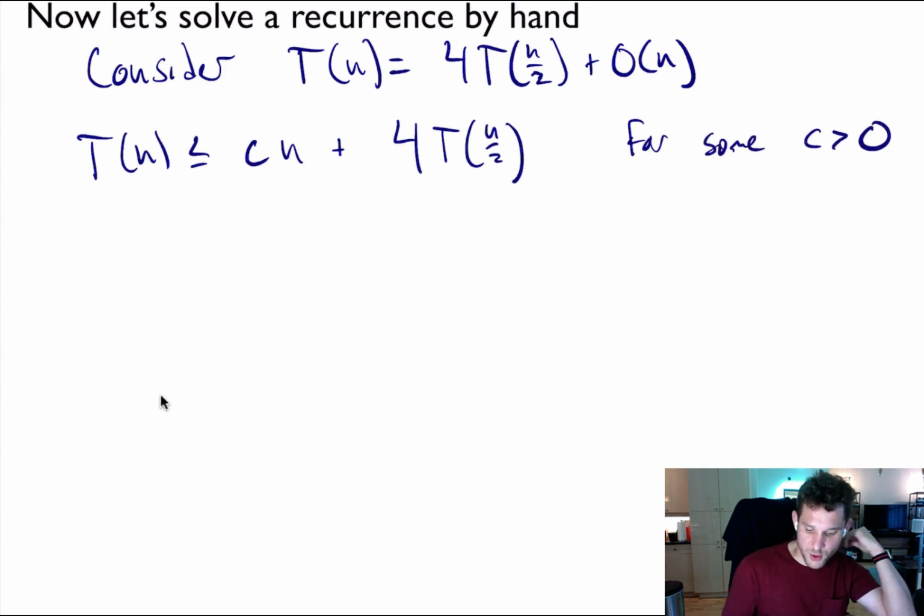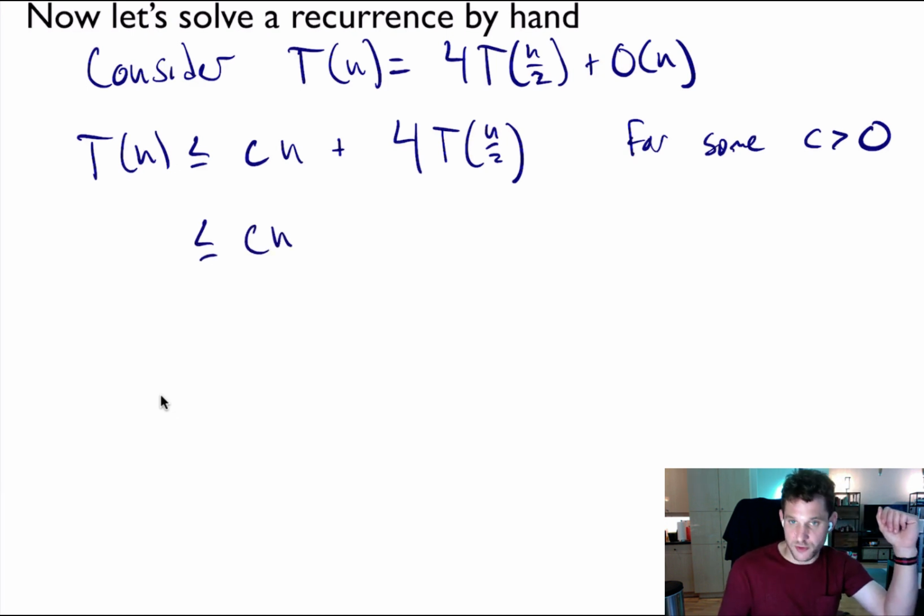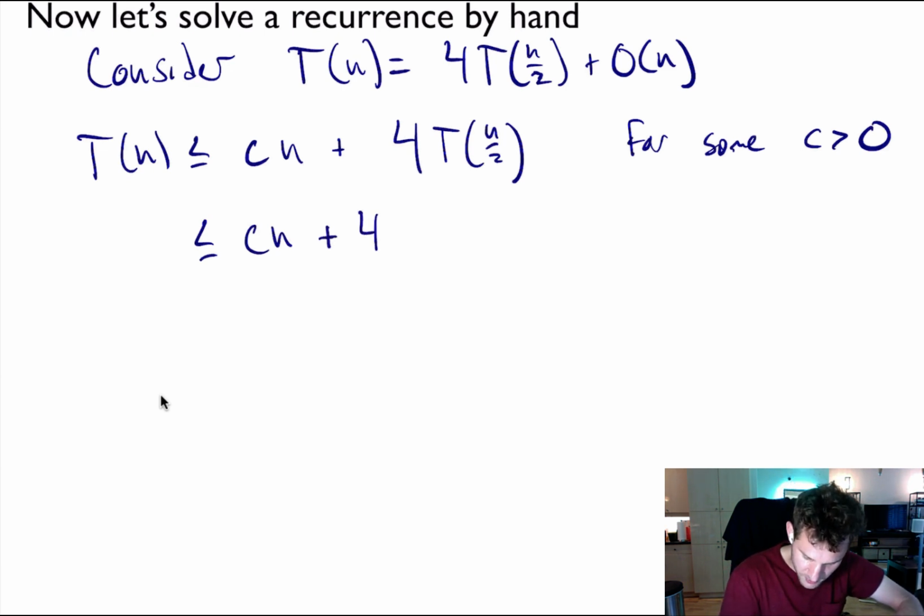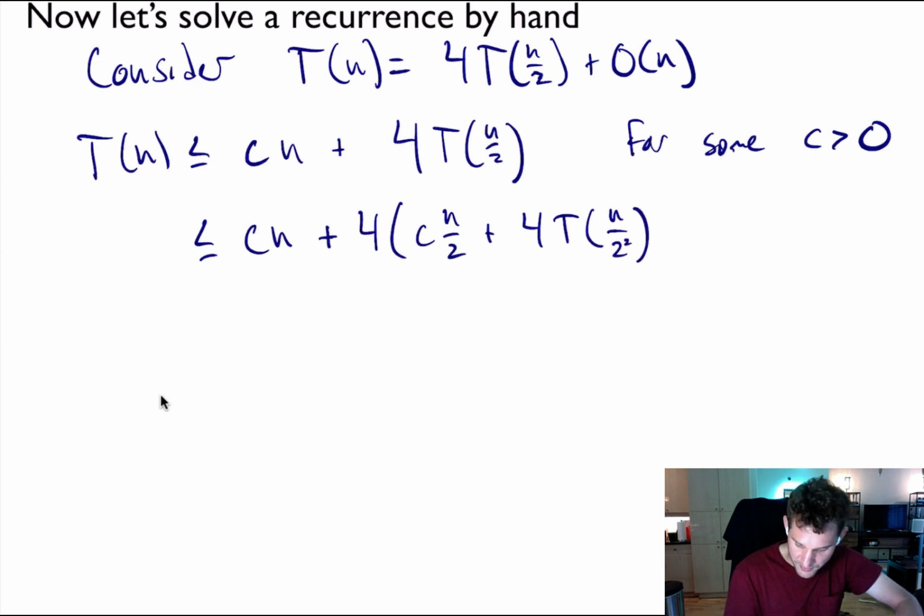Right? That's what it means for something to be O of n. Whatever this term is right here, we can say that it's just upper bounded by some constant times n. All right, let's keep expanding here. We can write that this is less than or equal to c times n, and now we're going to replace t of n over 2 using the exact same inequality. We have this plus 4 times, okay, now let's be careful. This is c times n over 2, because remember now the input here is n over 2, not n, plus 4 times t of n over 2 squared, because we now have another divided by 2 in there.